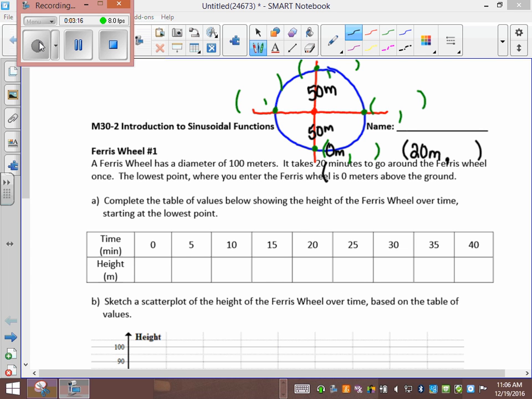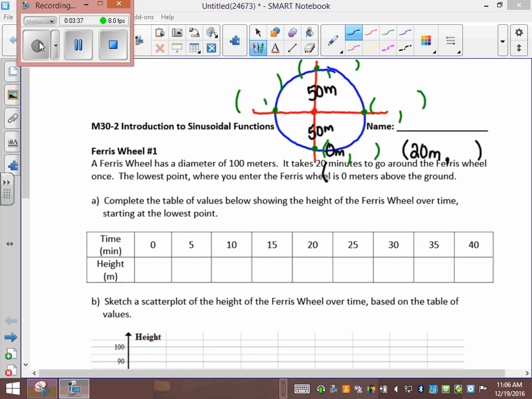Why are we going to split it into 4? Because we split the Ferris wheel into 4 stops, technically. We're going to pretend that we stop here, we stop here, we stop here, we stop here. Okay? So what's 20 divided by 4? 5. Thank you. So every 5, we're technically pretending we stop.